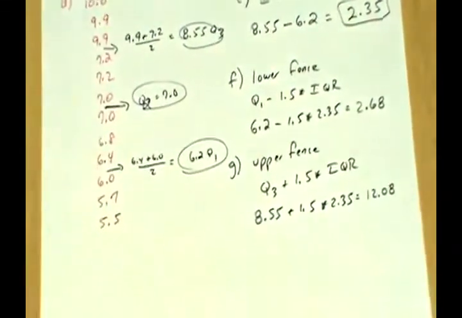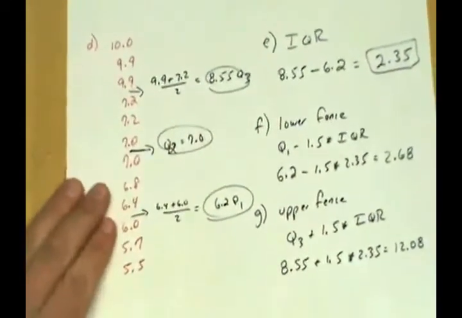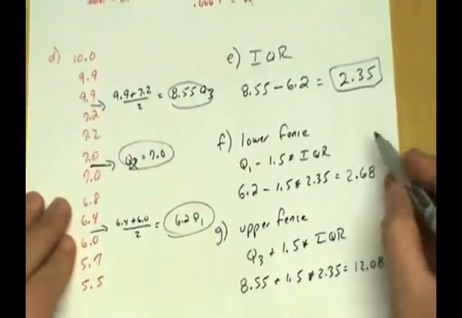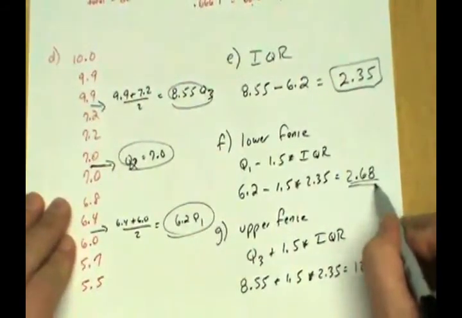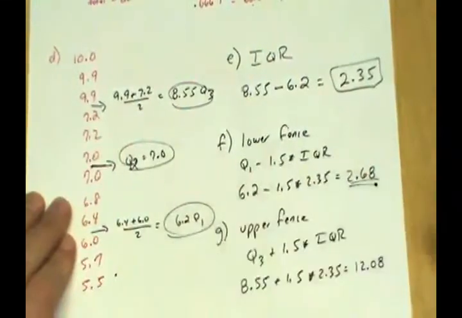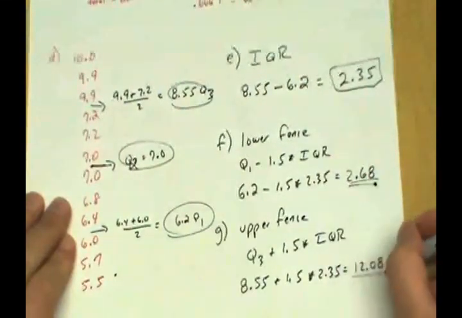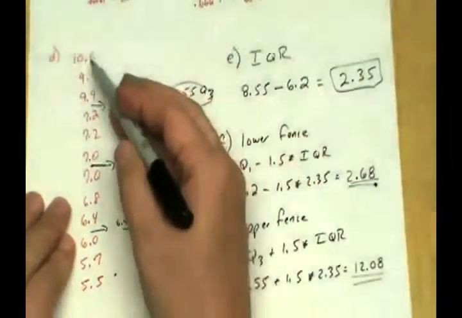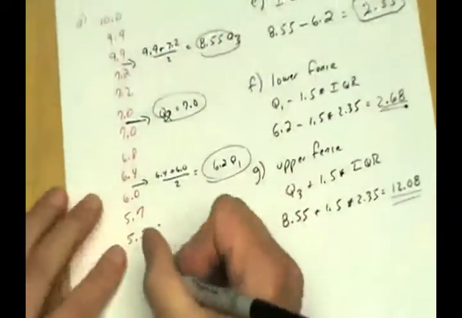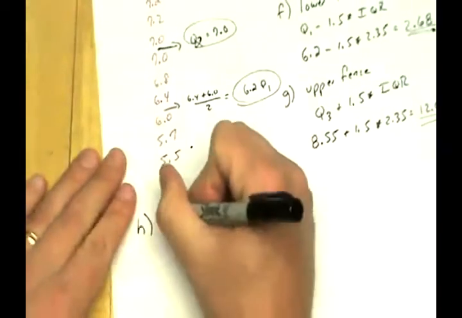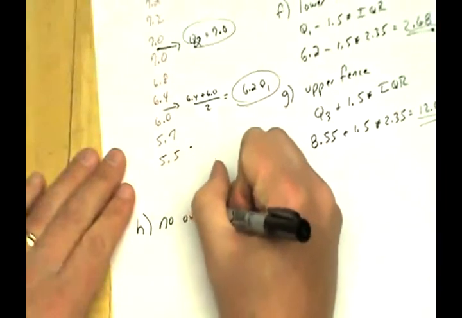So any data, here's a data set over here on the left in order. Any data at or below 2.68, the lowest we go is 5.5, so no outliers. Any data that's higher or equal to 12.08, the highest we go is 10. So question H, I'm going to go here, ask for any outliers. We're going to say there's no outliers.